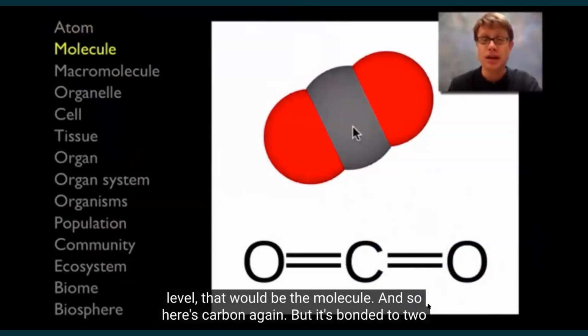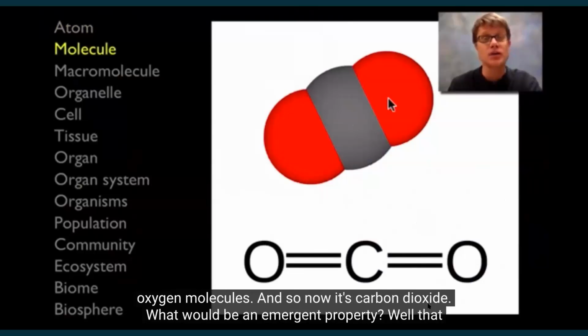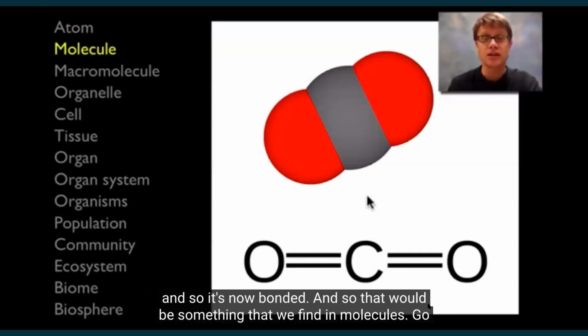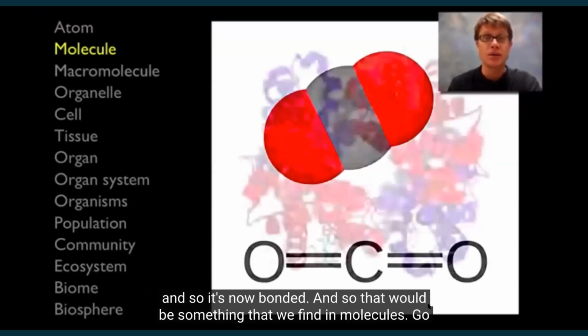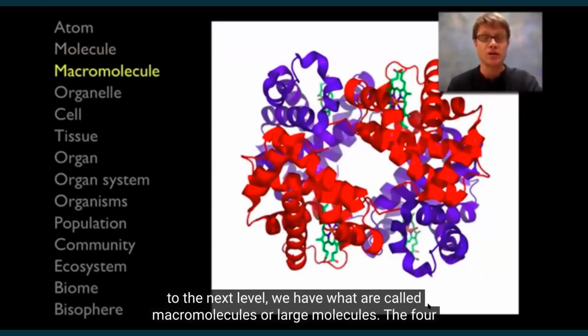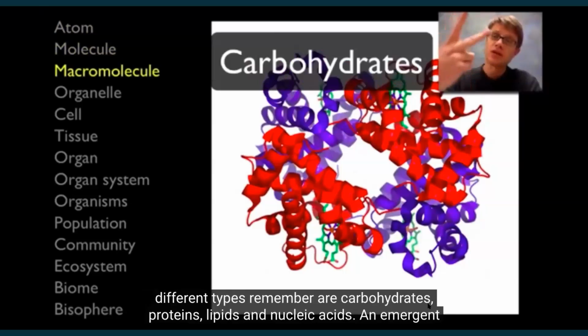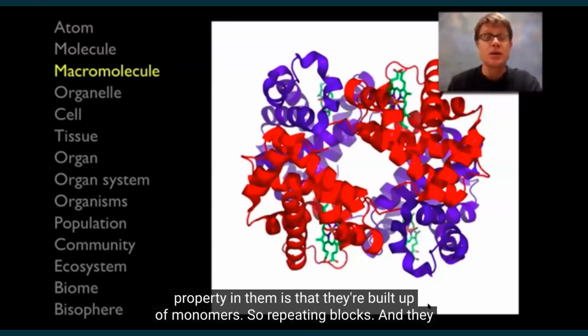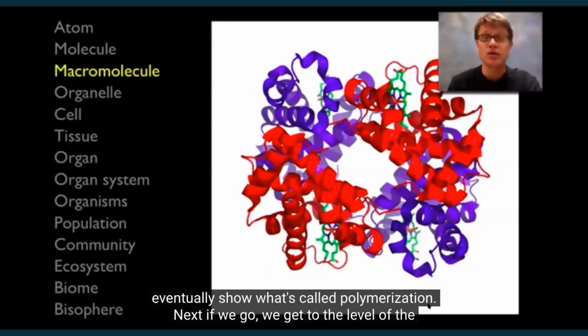And so here's carbon again, but it's bonded to 2 oxygen atoms, and so now it's carbon dioxide. What would be an emergent property? Well, that would be the idea that it's more stable. It's actually formed and sharing these electrons, and so it's now bonded, and that would be something that we find in molecules. Go to the next level, we have what are called macromolecules, or large molecules. The 4 different types, remember, are carbohydrates, proteins, lipids, and nucleic acids. An emergent property in them is that they're built of monomers, repeating blocks, and they eventually show what's called polymerization.